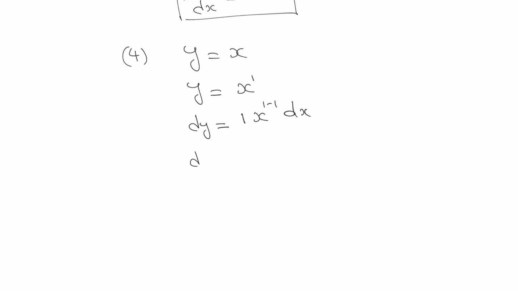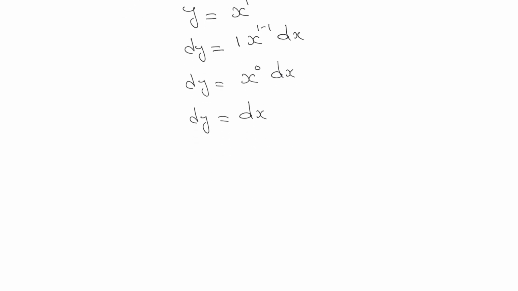So it becomes dy is equal to 1 into x raised to 1 minus 1, that is x raised to 0 into dx. So we can write dy is equal to, anything raised to 0 is basically 1, so we can write dy is equal to dx.